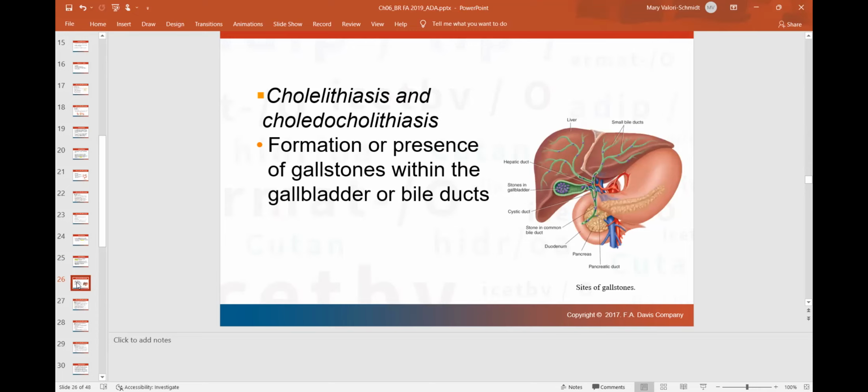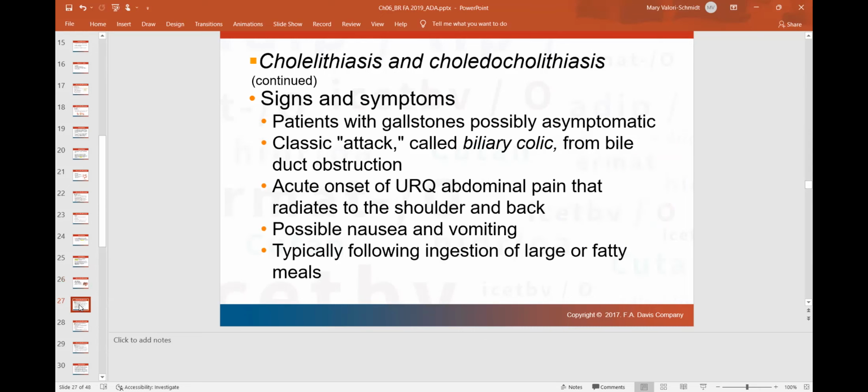Cholelithiasis and choledocholithiasis, the formation or the presence of stones, gallstones, either in the gallbladder or in one of the bile ducts. So stones can occur for lots of reasons. The gallbladder is kind of a storage facility, and it concentrates and stores bile so that when you eat fatty food, it can release the bile through the duct into the intestine so that the bile can help to metabolize and absorb the fats, the lipids.